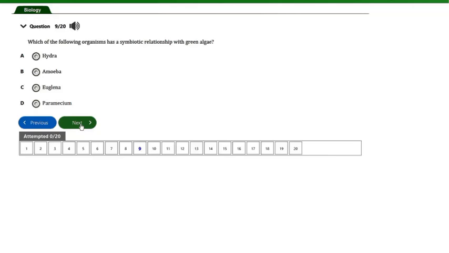Actually, the algae live in the cells of the hydra and perform photosynthesis, providing the hydra with nutrients, and then in turn the hydra provides the algae with protection and access to light as well.